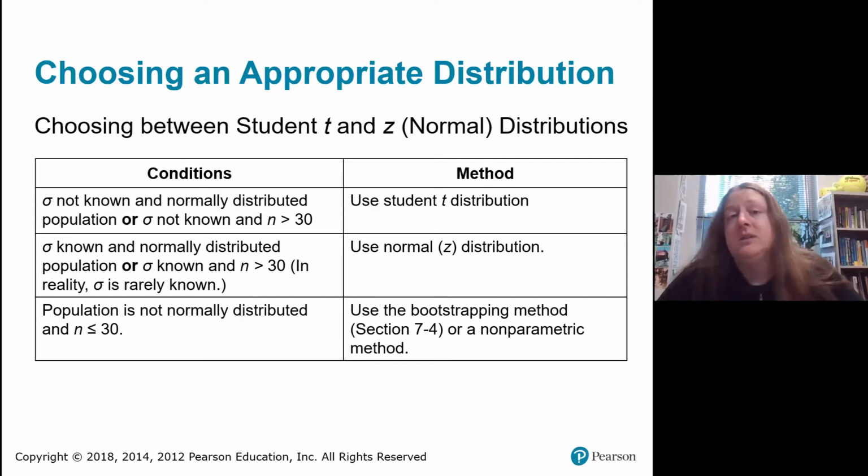We are not going to do that. So we're going to be sticking to situations where we can do this because our sample size is greater than 30 or it's normally distributed. And whenever we run into a situation where it's not normally distributed and n is less than or equal to 30, we're going to look at that and say, sorry, don't know how to do that. We're not doing it.